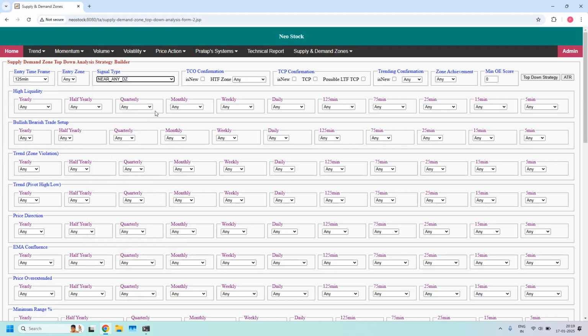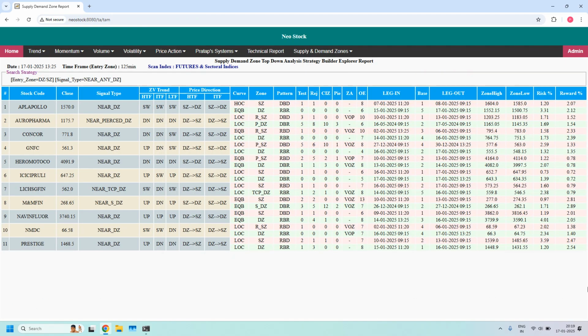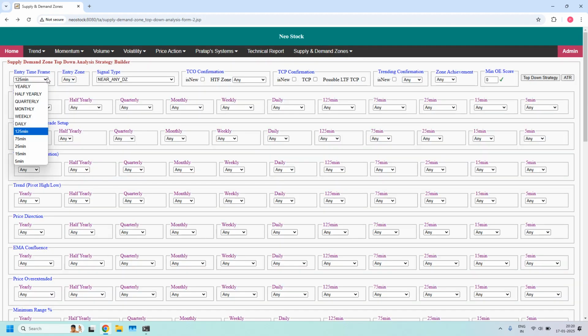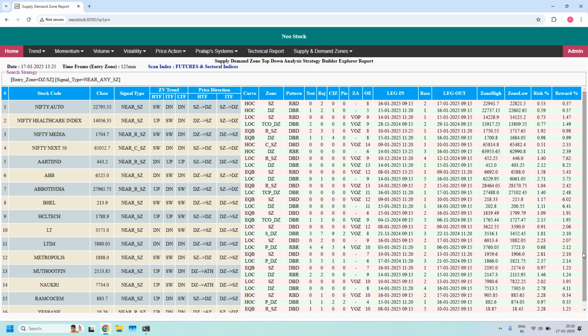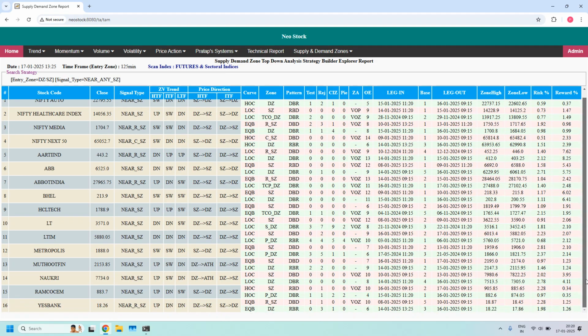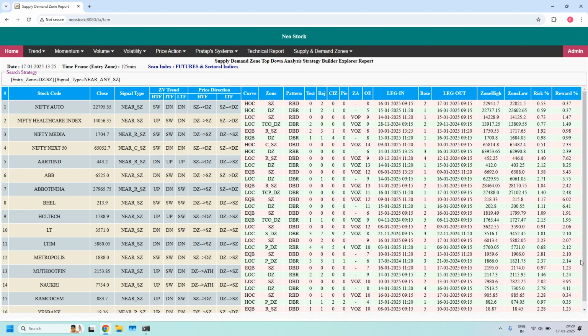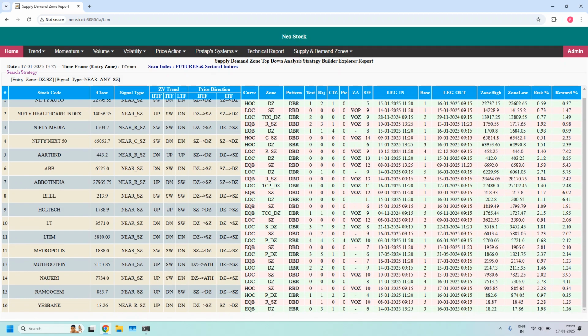Stocks near 125 minutes demand zone. We got 11 stocks. Next 125 minutes time frame. Stocks near 125 minutes supply zone. We got 16 stocks. So first 15 stocks in the list. Scrolling the list down. So total 16 stocks filtered.